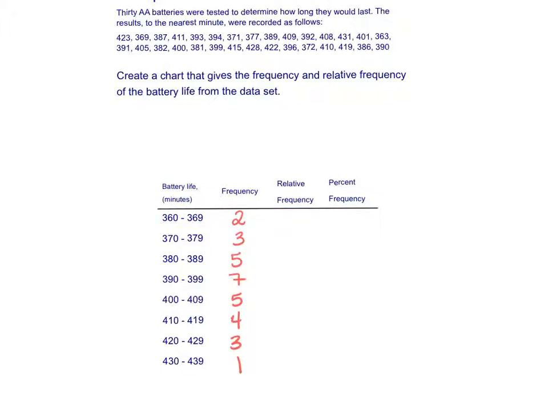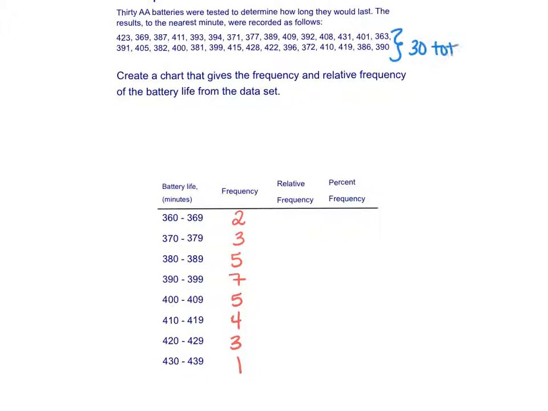Welcome back. So what I've done is I've gone through and I've calculated the frequencies that I have. If all is added up right, I should add up all these frequencies and they should sum to 30 since there were 30 AA batteries in my test. So when I add 2 plus 3, that's 5, plus 5 is 10, plus 7 is 17, 17 plus 5 is 22, plus the 4 is 26, and then I have 26 plus 3 and 1, which is 4, which makes 30. So it looks like I'm all set and all of my batteries have been accounted for.